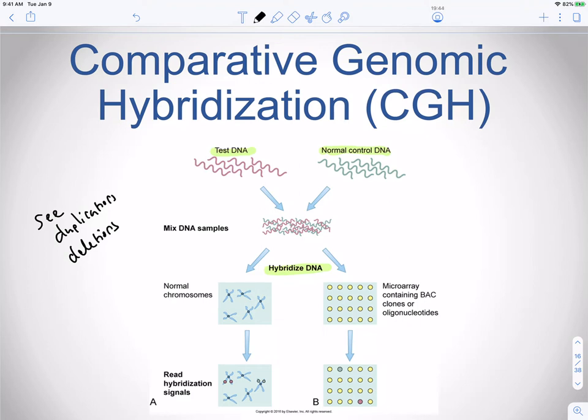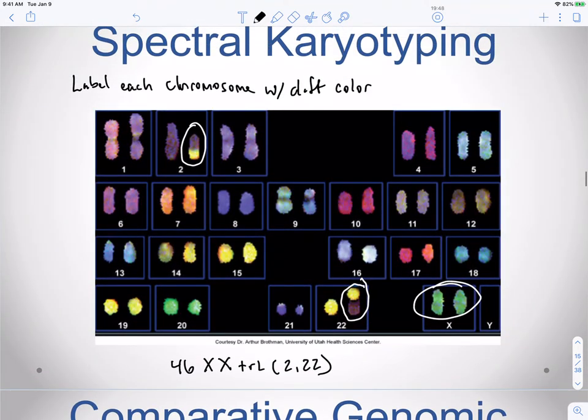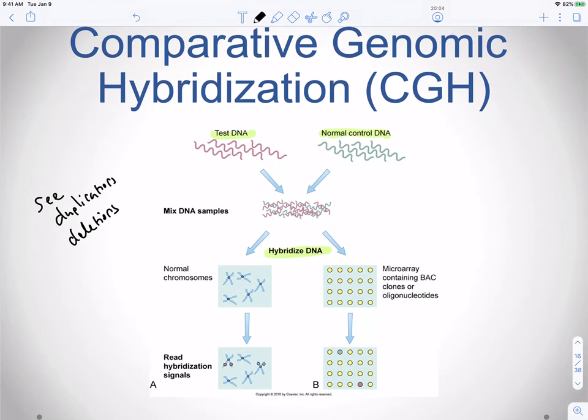So a balanced rearrangement means, for example, if we go back to this previous one, if chromosome 22 and chromosome 2 exchange information in a balanced way, so there's no change in the size of chromosome 2 or chromosome 22, you can identify this using spectral karyotyping, but comparative genomic hybridization would not be able to see that balanced rearrangement. So all the chromosomes would look very similar in size, for example. The nice thing about these, you can detect relatively small deletions and duplications that are less than 100 kilobases in length. So it does have the ability to pick up smaller areas than you would see from just a simple Giemsa stain, for example.